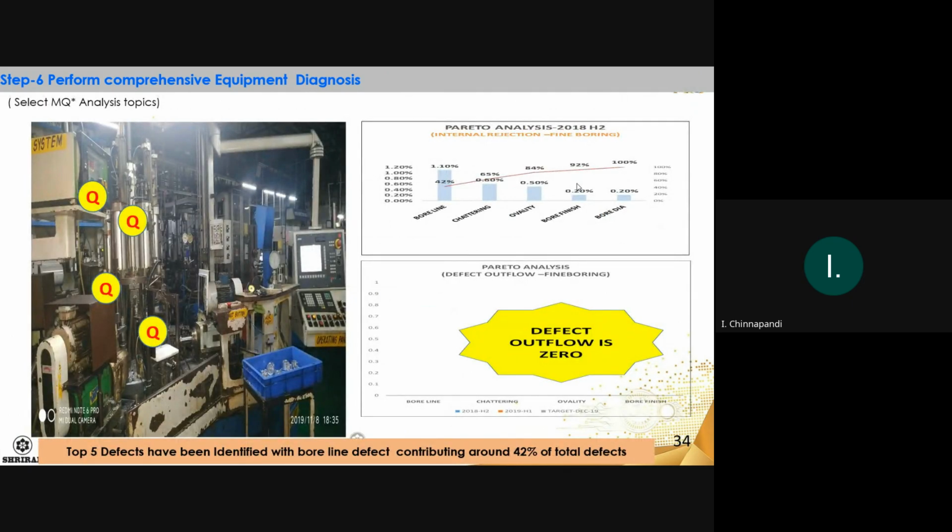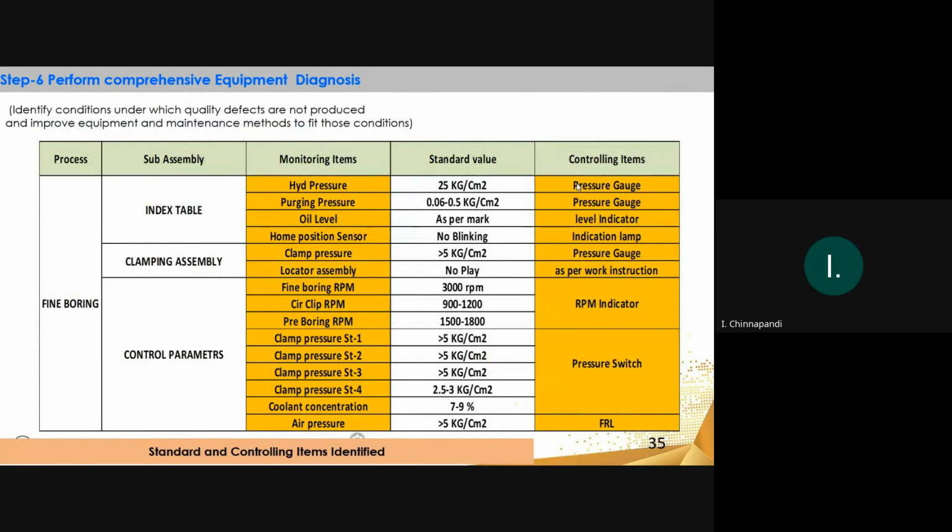And once we are doing that, the points where we can install the quality feedback instruments, we mark on the machine and install there, so that feedback can be taken directly from the quality point of view. Next. And this is the parameter comprehensive checking. We discussed the pressure gauge, level indicator, pressure gauge again as per work instruction, RPM indicator, pressure switches. These are the instruments which give you feedback: clamping pressure, set pressure, all these things. Next.